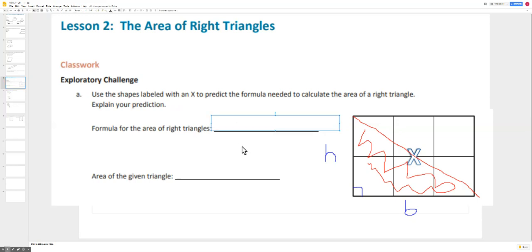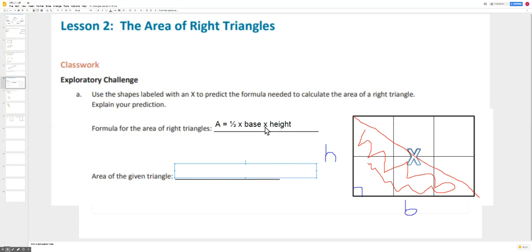So right here where it says area of right triangles, go ahead and put A for area is equal to 1/2, and we're going to multiply it by the base, and multiply that by the height. As you can see, the base times height is the area of the entire rectangle or parallelogram, but we only want half of it, so we cut it in half. That's where the half comes in. So there you go. This is our area for a right triangle.